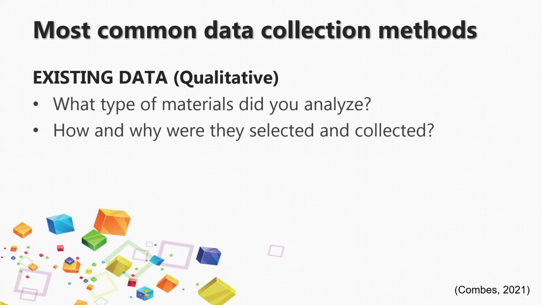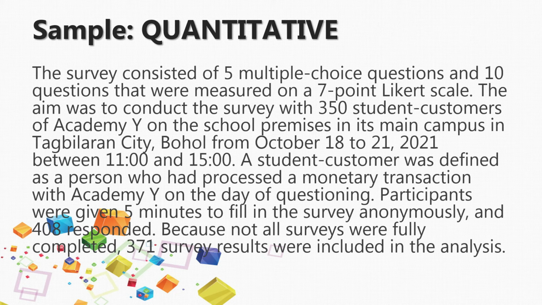Another would be in terms of qualitative, but you are still using secondary data. For example, you are using court cases, okay? You are using abstracts of provisions of the law, for example. So what types of materials did you analyze? How and why were they selected and collected? So these things must be included as part of your method section.